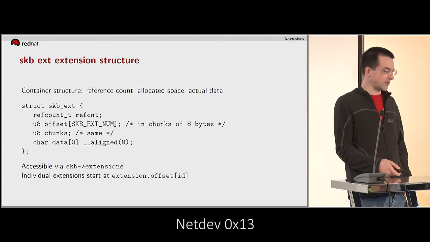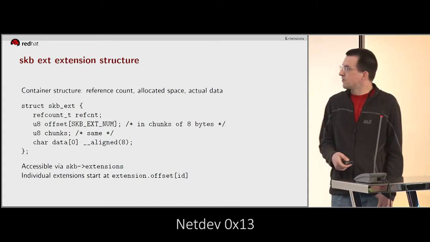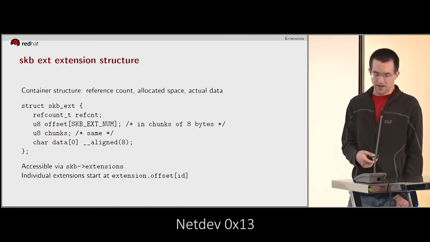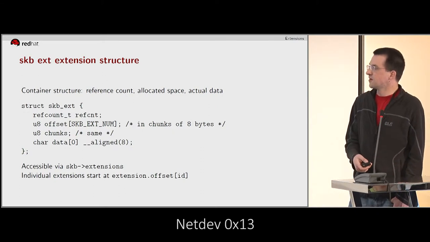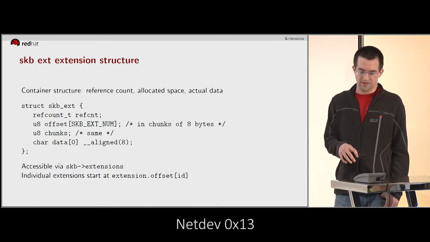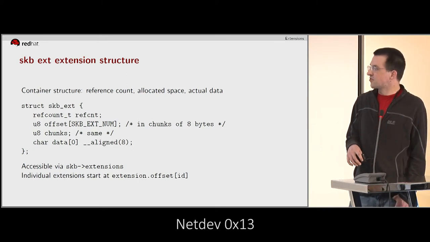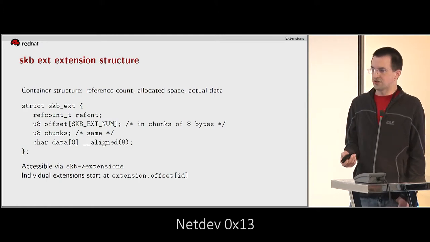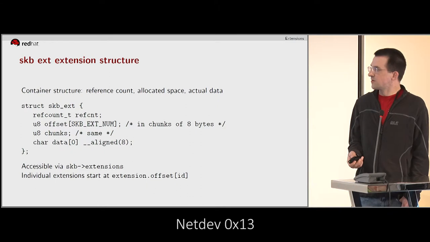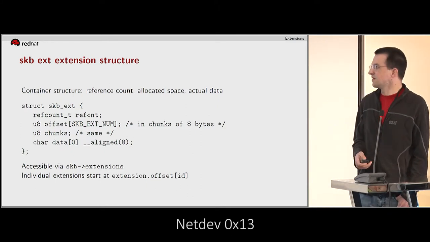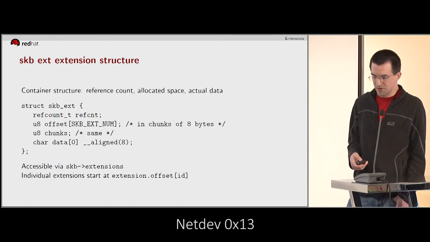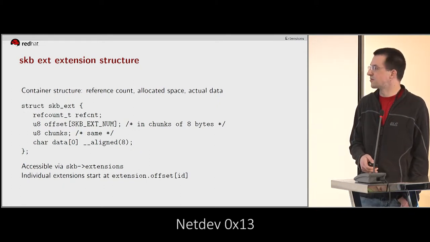The extension structure looks like this. You have a reference count, like in IPsec and bridge netfilter, so it's exactly the same. Then there's a small array that contains the offset to where the extension that will be added starts. Then there is a counter that tells us how much of the extension space is in use. And then there's the data directly behind it. This is accessible via the new SKB extensions pointer.